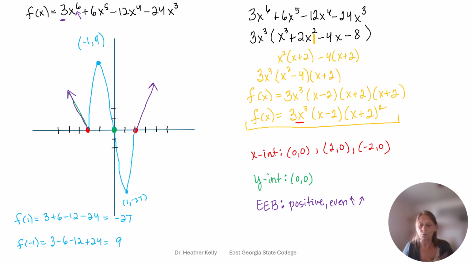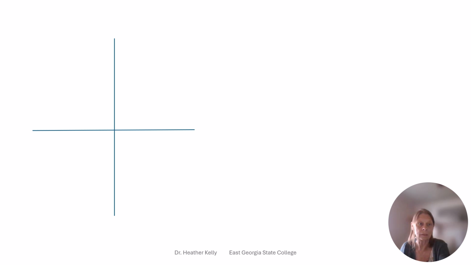Okay, I have one more example for us. And it's going to look ugly, and you're going to be glad that I did this example. So it is 3/2 x cubed minus 15/4 x squared minus 6x plus 15.